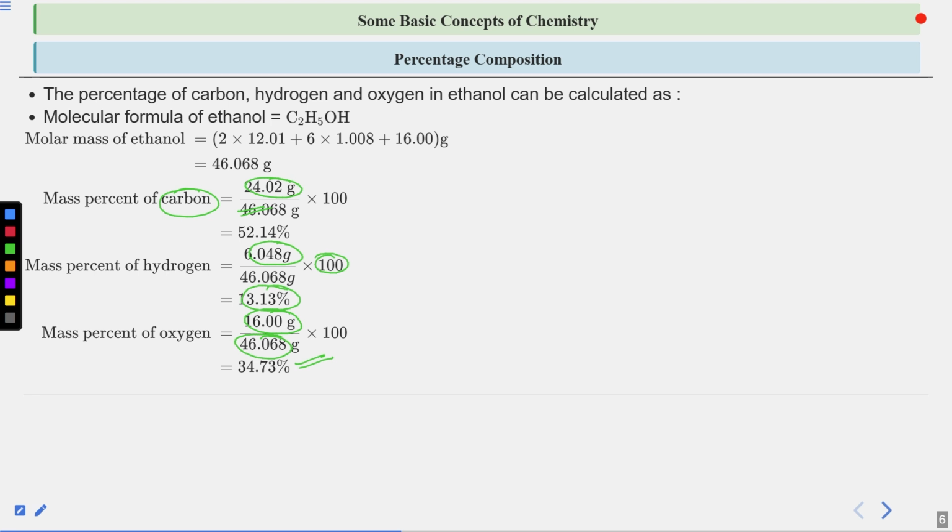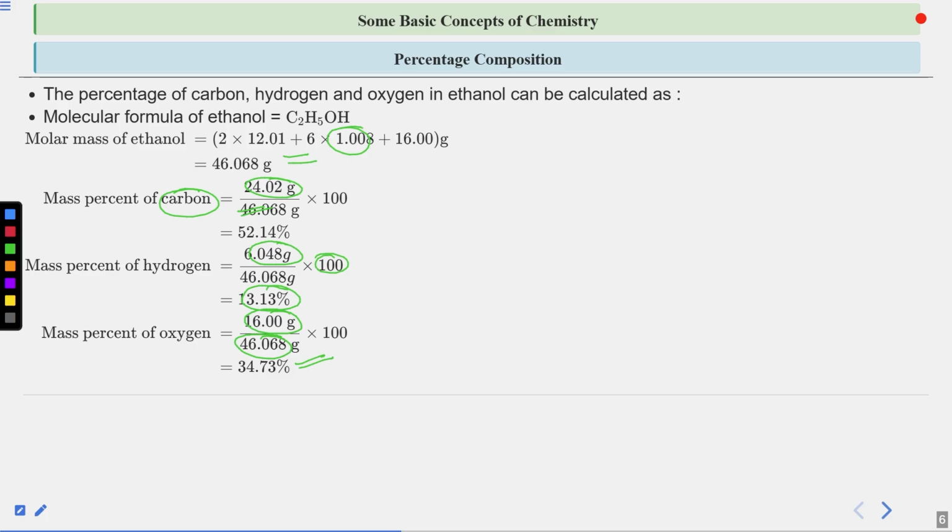But here you can see very clearly that the contribution of hydrogen is 6. There are 6 hydrogens in it. So you have to multiply the atomic weight of hydrogen by 6, divided by the molar mass of ethanol, multiplied by 100. So what we are taking is the contribution of hydrogen in 1 mole of ethanol. What is the percentage of it in 1 mole of ethanol?